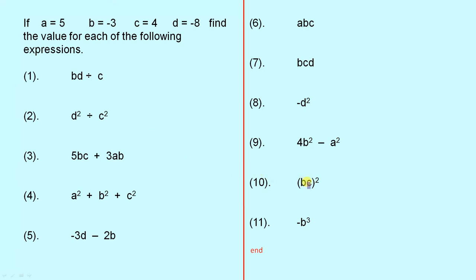Now a little tricky one here. Everything in here is squared. Okay, so just remember that. Whatever you work out here, you have to square it. Now they're two interesting ones too, number 8 and 11. Be careful what signs you get at the end.